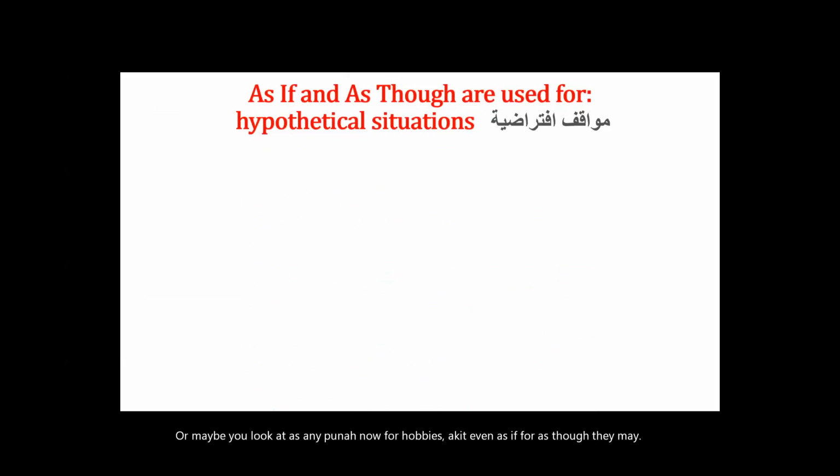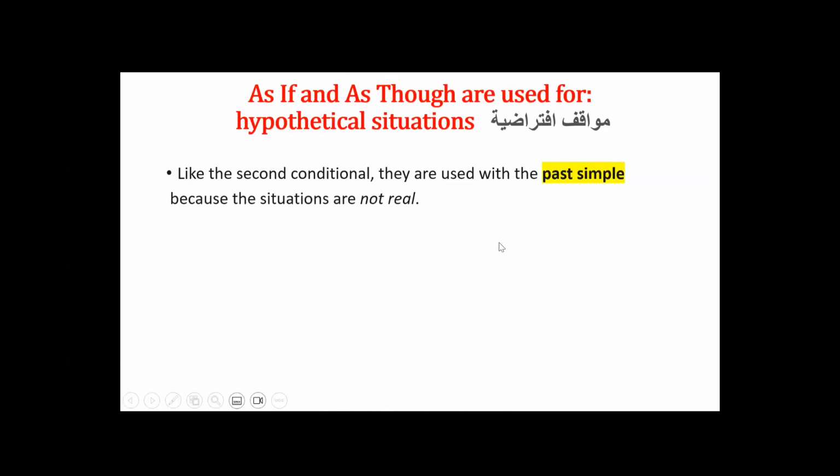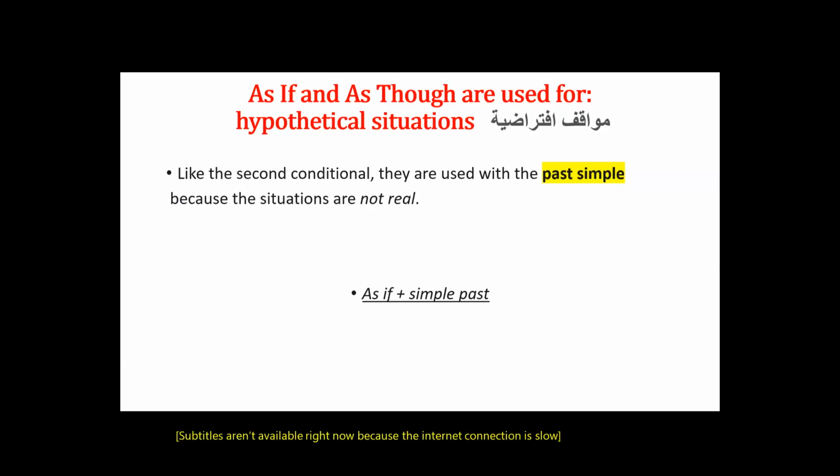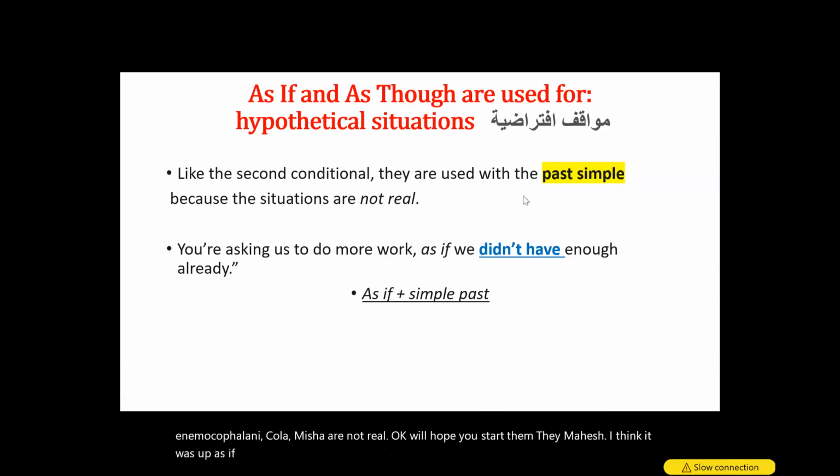هي طبعا بتستخدم في المواقف الافتراضية كلها، وزي ما انتم شايفين كده أنا بقول like the second conditional هو بالظبط زي second conditional أو الإف الافتراضية اللي هي الـ second case. They are used with the past simple. بنستخدمه طبعا مع الماضي البسيط. Okay, because the situations are not real. لأن المواقف اللي عندي كلها مش حقيقية not real. Okay, واللي هو بيستخدم زي ما احنا شايفين كده بالظبط as if plus simple past. نشوف example عليها. You are asking us to do more work. You are asking us to do more work as if we didn't have enough already. طبعا have a look at didn't have اللي تحتها خط بالأزرق دي.